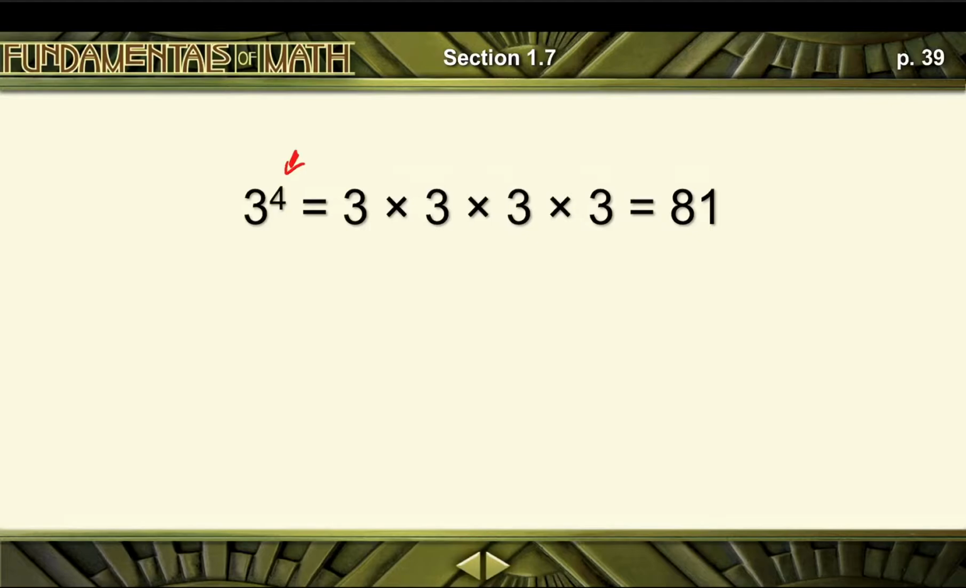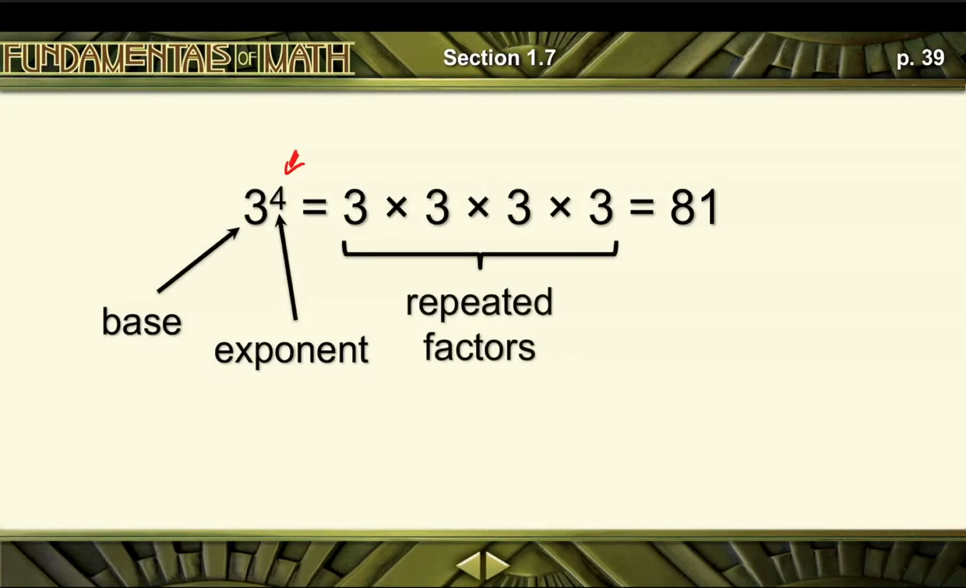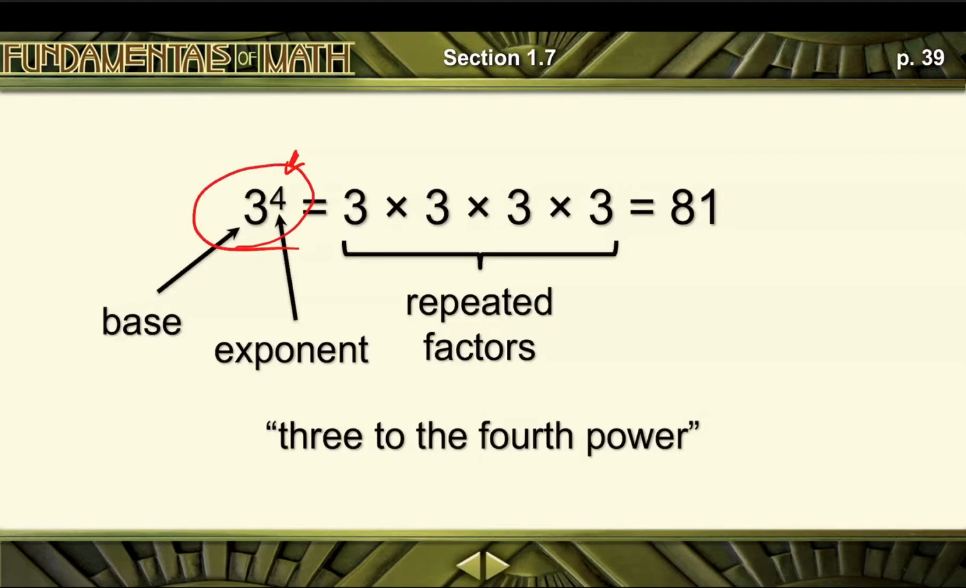And so on your notes there, you can write this in here. 3 is called the base. 4 is called the exponent, which means 3 is a repeated factor. Factors means multiplication. And the way that we read that is 3 to the 4th power. So when we see something over here like this, we read that as 3 to the 4th power.